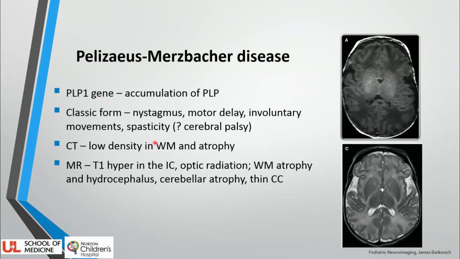Patients with the classic form of this disorder present with nystagmus, motor delay, involuntary movement, and spasticity, and these patients are often confused or mistaken for cerebral palsy. On imaging, as seen on this T1 weighted image on top in a 2-month-old child, there is diffuse decreased myelination seen as dark signal in the white matter. T2 image below shows diffuse hypomyelination seen as bright signal in the white matter.